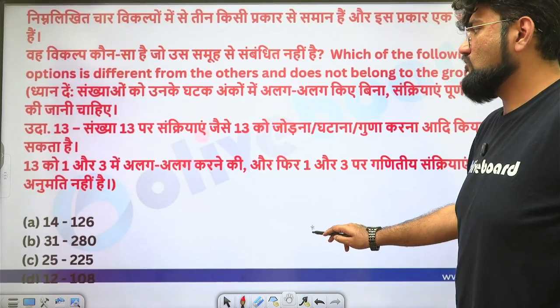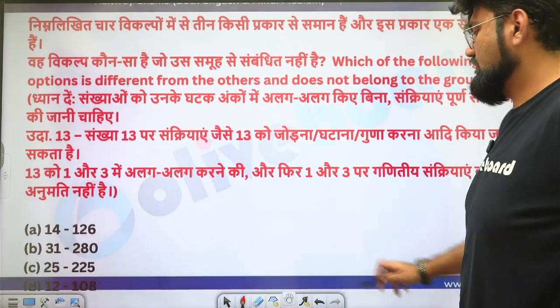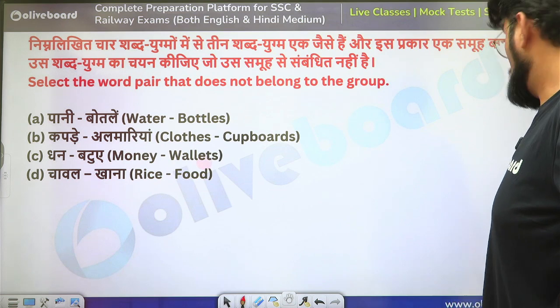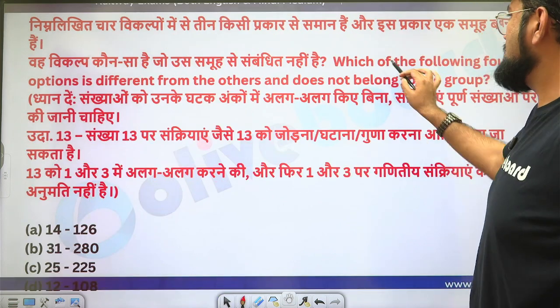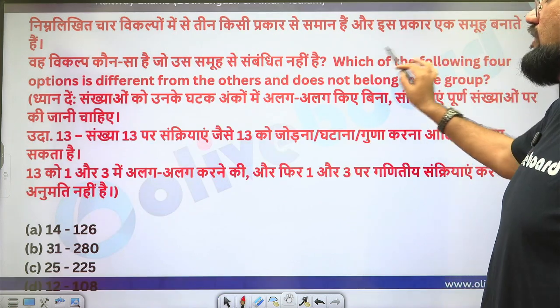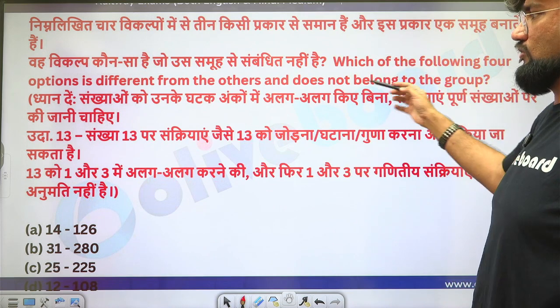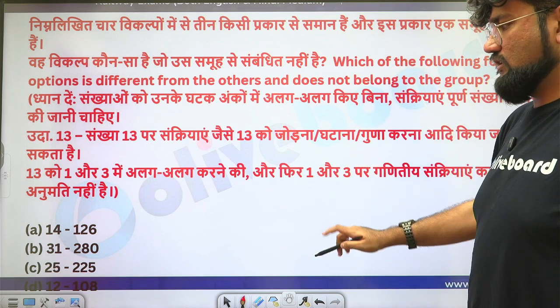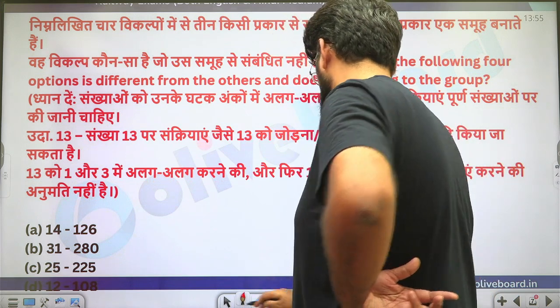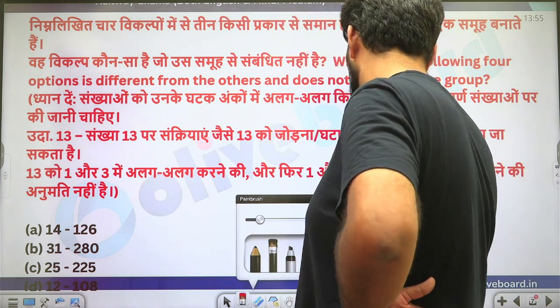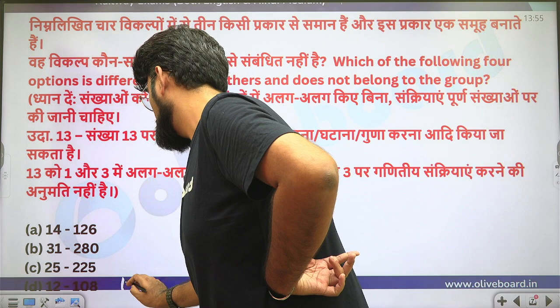This is the last option, but I need to see if this question is available in English or not. No, it's not. Let me just show you. It's there, partially written here in English. Which of the following 4 options is different from the others and does not belong to the group? I will write it down in a different ink so that it's visible. So option D is 12108.